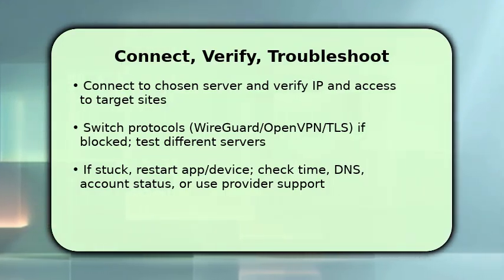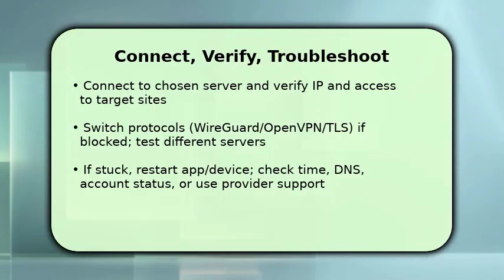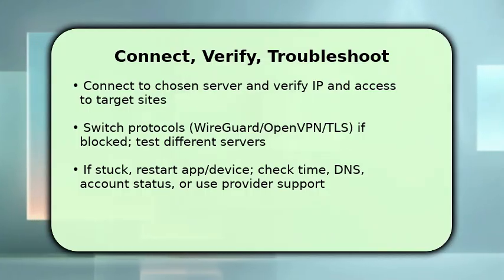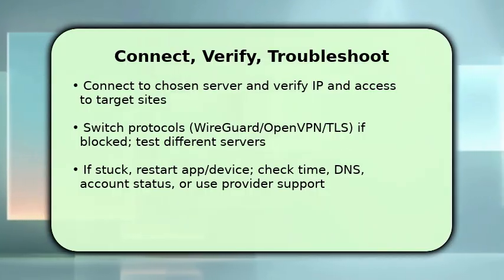If you can't reach destinations, switch protocols. For example, try WireGuard versus OpenVPN with obfuscation and pick another nearby server. Make sure system time and date are correct, since mismatches break certificates.